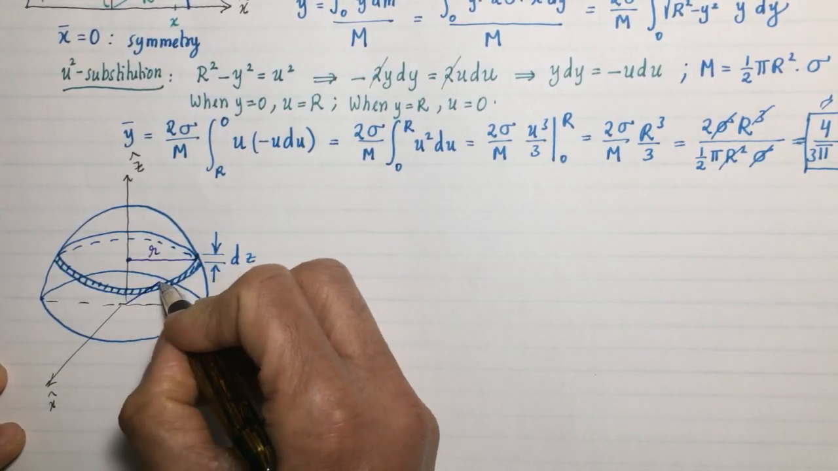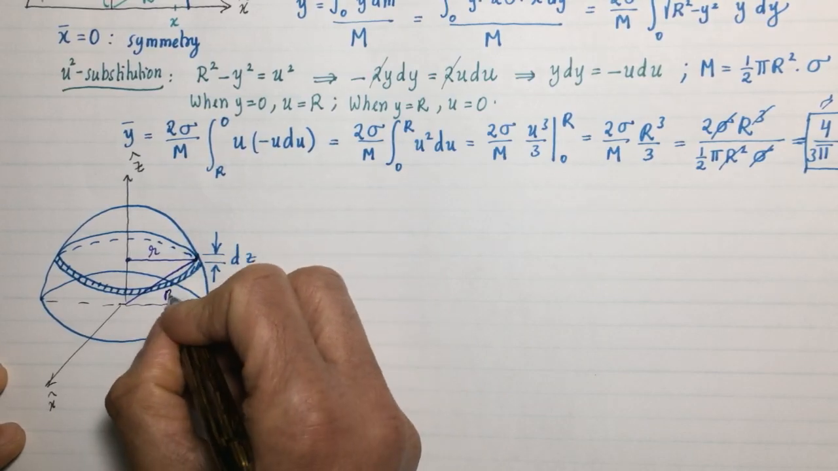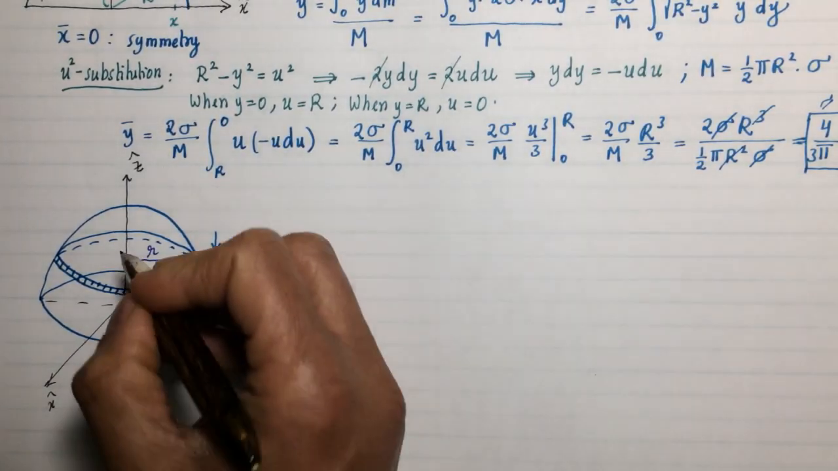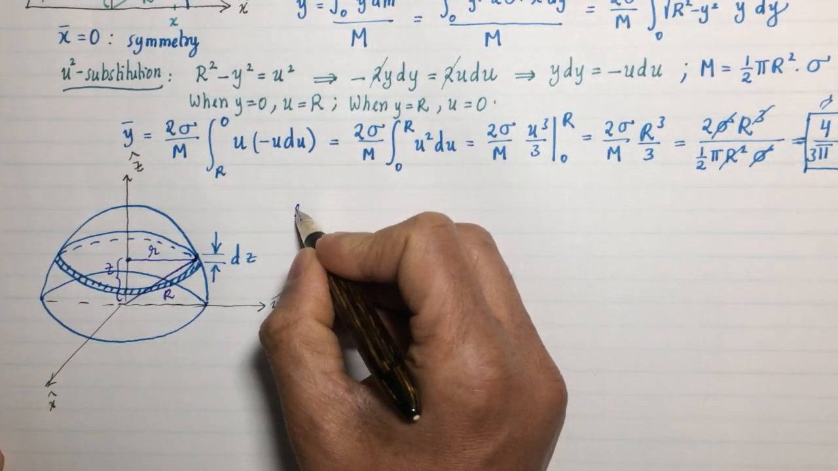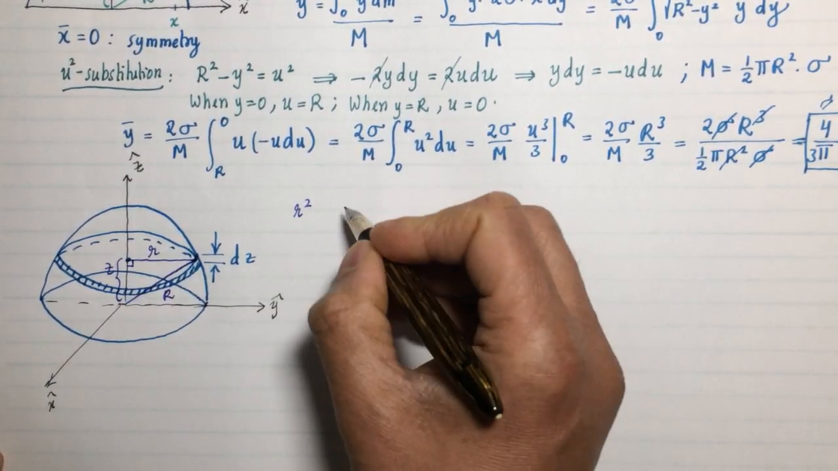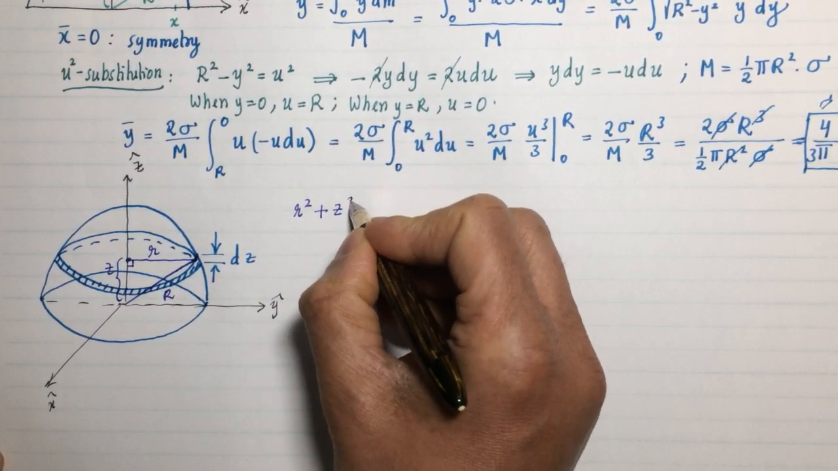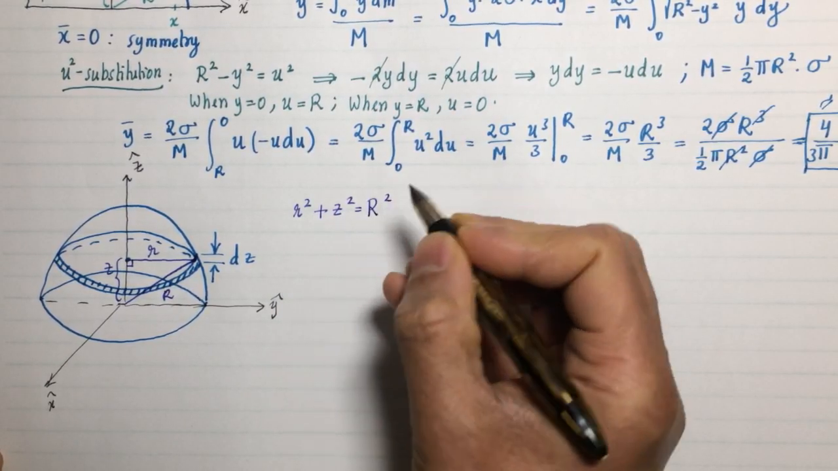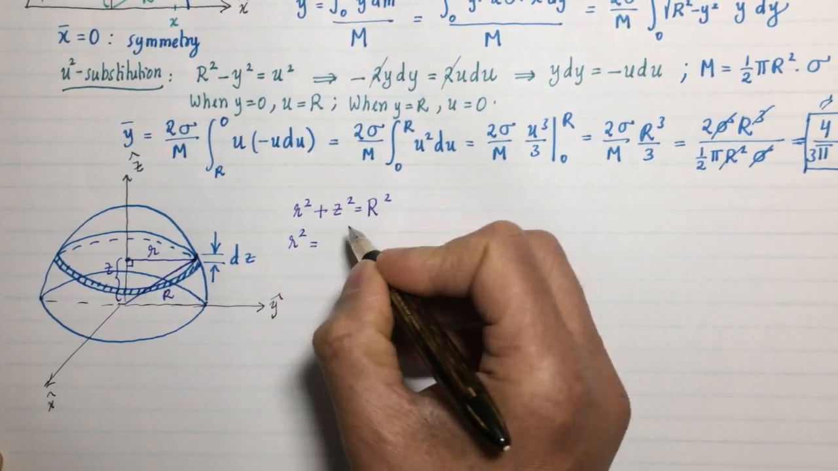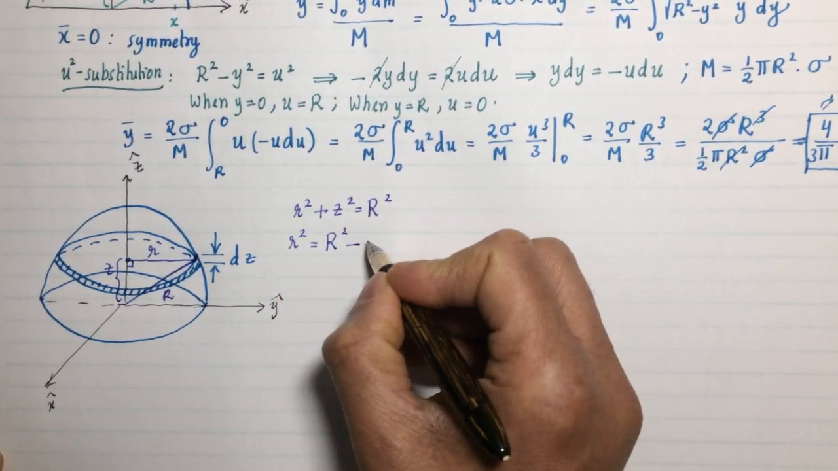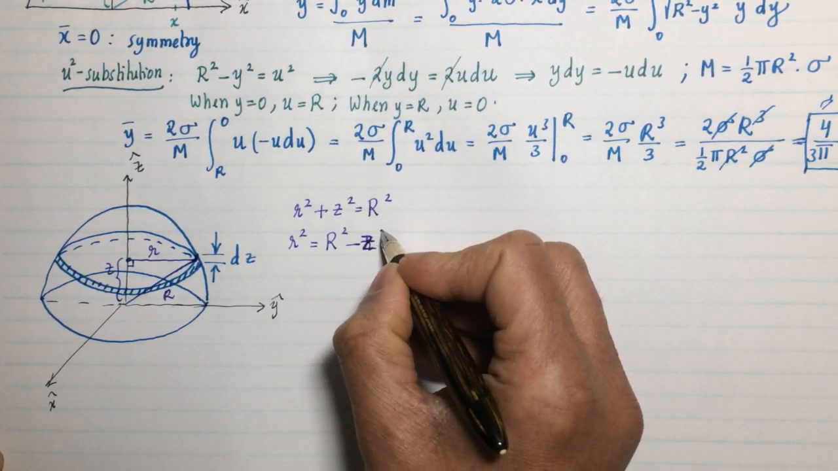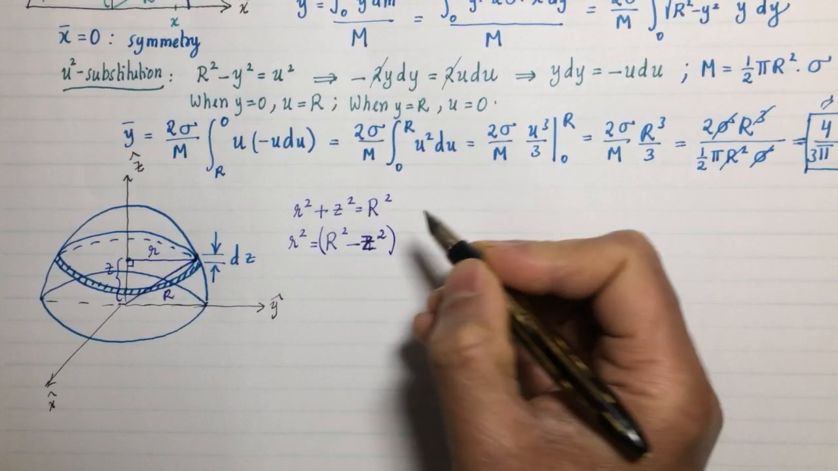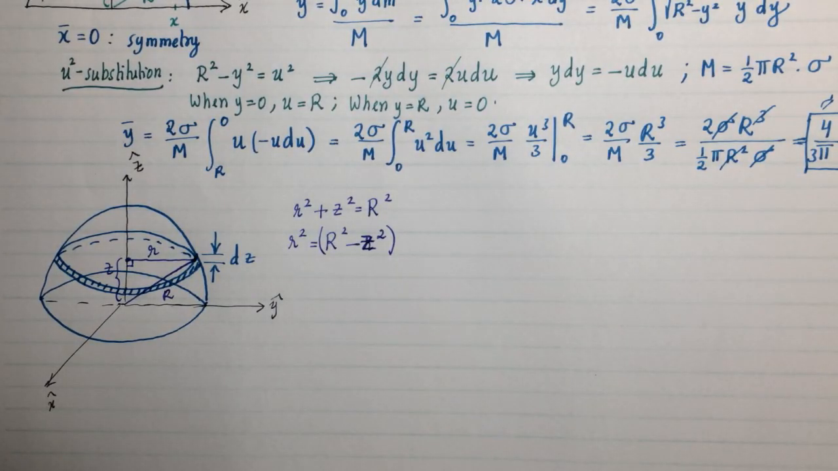So if I draw another line there, that's going to be capital R, the radius of the hemisphere itself, and this distance here is z. So we have another equation using the Pythagorean theorem, because that's 90 degrees, and that is r squared plus z squared equals capital R squared. That can immediately be solved for little r squared. Little r squared is capital R squared minus z squared. And so we can express everything in terms of that.